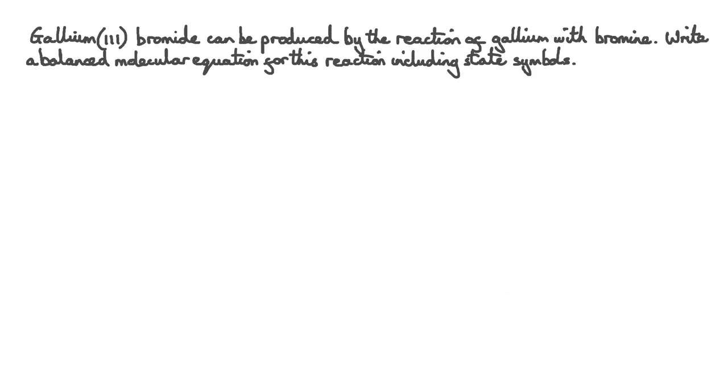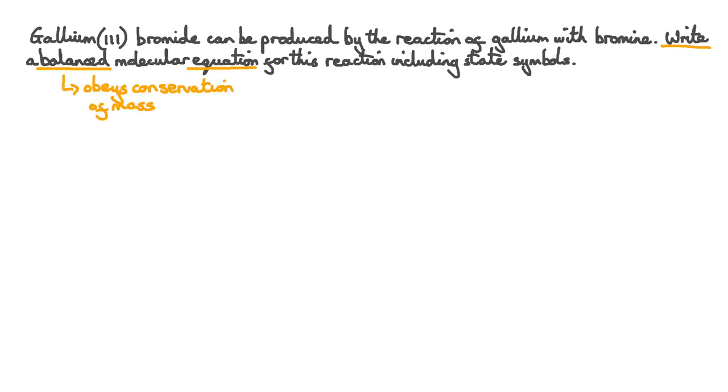Gallium-3 bromide can be produced by the reaction of gallium with bromine. Write a balanced molecular equation for this reaction, including state symbols. This question is asking us to write a chemical equation from the information about a reaction given. More importantly, it's asking for a balanced molecular equation.